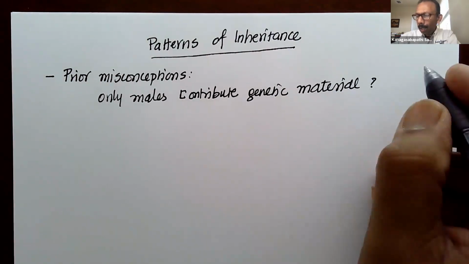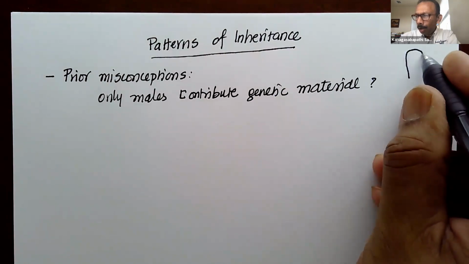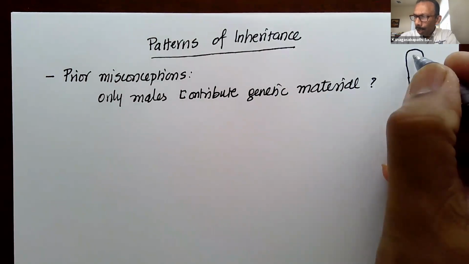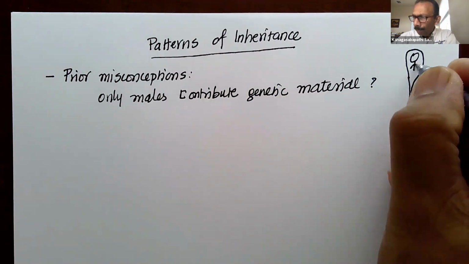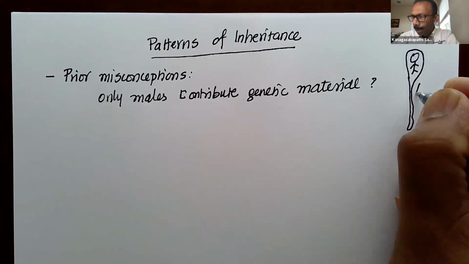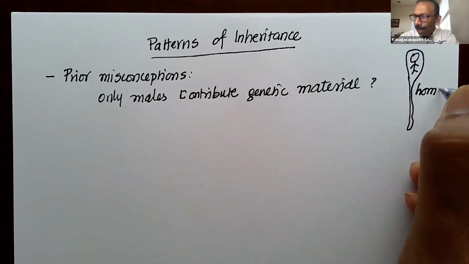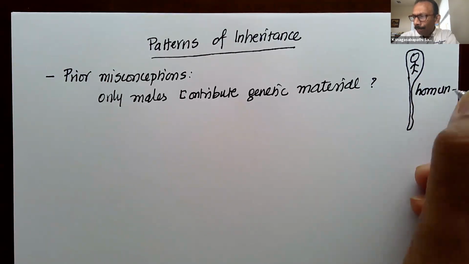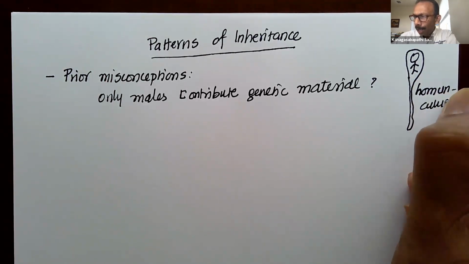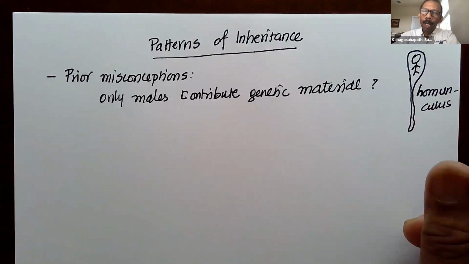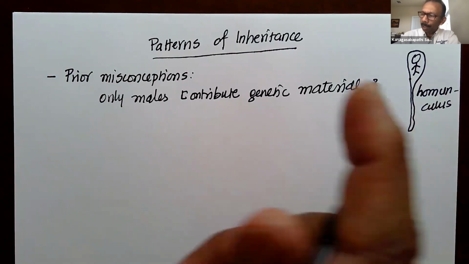So they thought there is a little human being in the sperm cell, and the little human being develops into an adult, and they even had a name for this called homunculus. And so the egg provides nourishment for this little human being, and then the baby comes out. Okay, so that was a kind of dumb idea, but people thought like that.